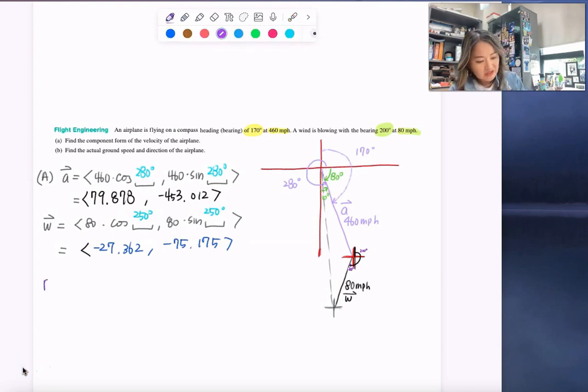So now what is the resultant then, right? What do we mean by the resultant, that word? The resultant is this vector here.